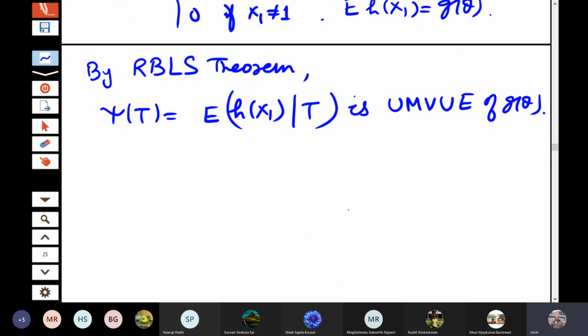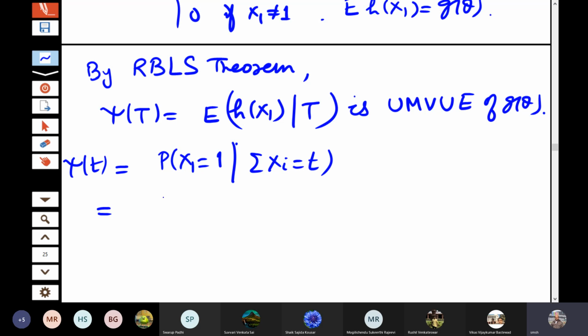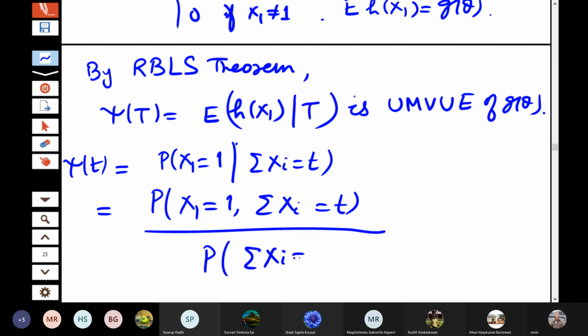Fortunately, because we are dealing with a discrete distribution, this can actually be calculated. So let me show you the calculation. Although for Poisson, some students have already done it, a similar kind of thing you can do here also. So the conditional probability is the joint probability divided by the probability of T. The sum of binomials is again binomial because here p is common. So T follows binomial(nk, theta).